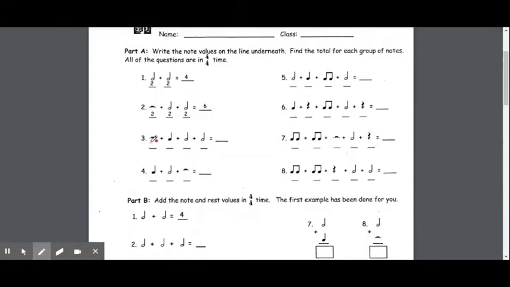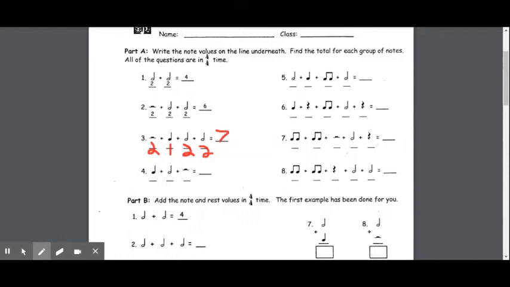So first we have our half rest again, which is worth 2 beats. Our quarter note, which is worth 1 beat. Our half note, 2 beats, and another half note worth 2. So let's add these numbers up together and we get 7.